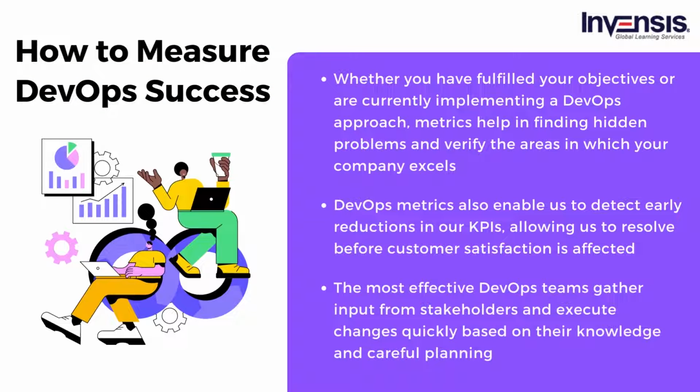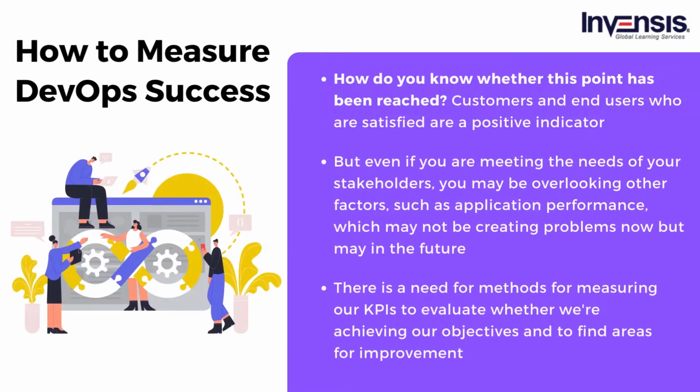Whether you have fulfilled your objectives or are currently implementing a DevOps approach, metrics help in finding hidden problems and verify the areas in which your company excels. DevOps metrics also enable us to detect early reductions in our KPIs, allowing us to resolve before customer satisfaction is affected. The most effective DevOps teams gather input from stakeholders and execute changes quickly based on their knowledge and careful planning. How do you know whether this point has been reached?